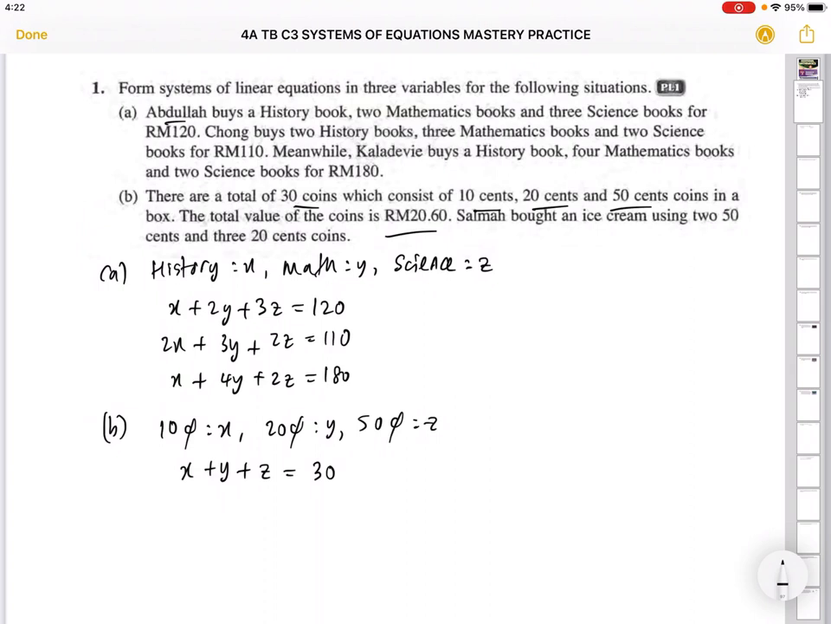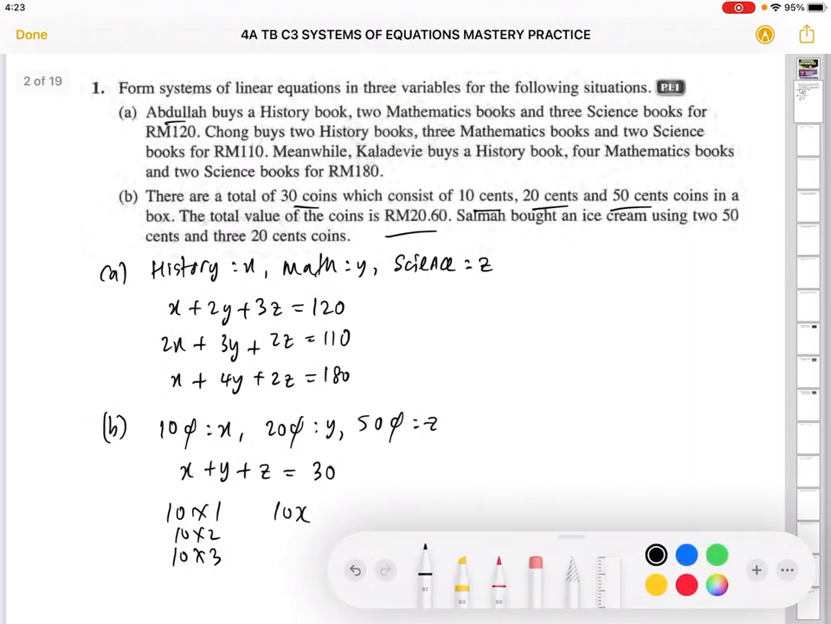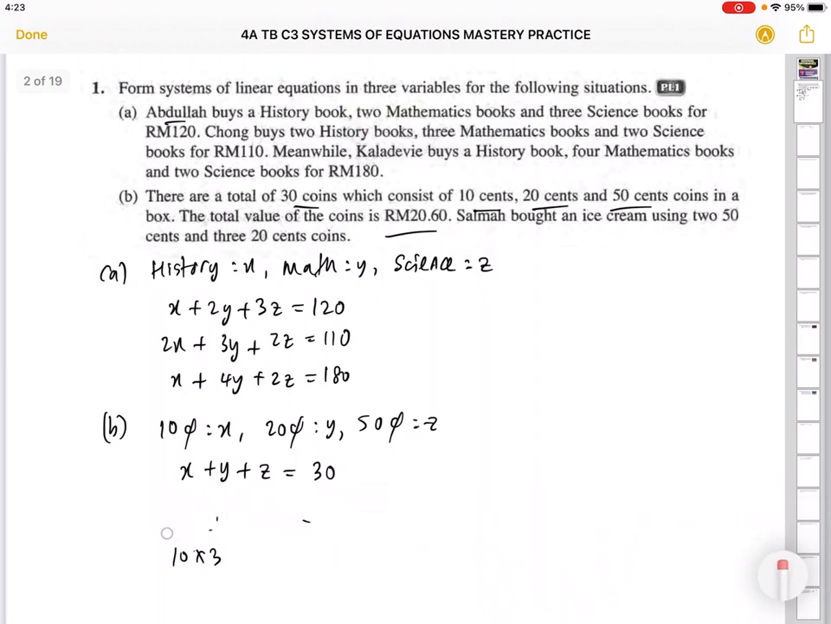Okay, the next one, total value. If you have 1 10 cent coin, the value is 10 by 1. If you have 2 10 cent coins, it'll be 10 by 2. If you have 3 10 cent coins, the value is 30 cents, 10 by 3. If you have x 10 cent coins, then it'll be 10x. The value depends on the number of 10 cent coins that we have. For 20 cent coins, I have y of them, so the total value is 20y. For 50 cent coins, if you have z of them, it's 50z.